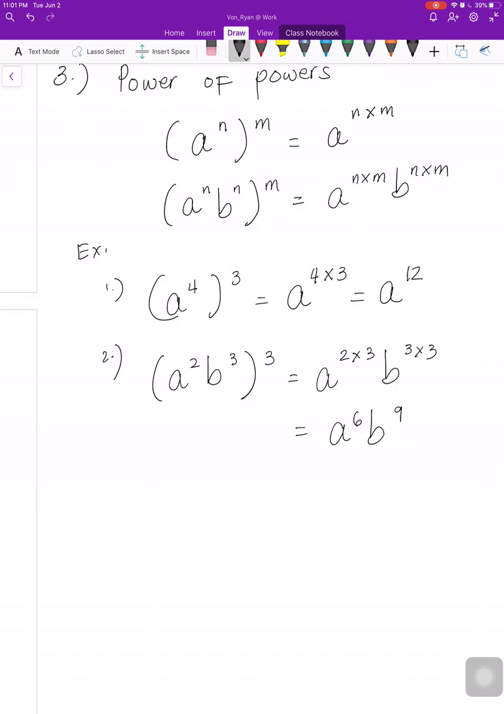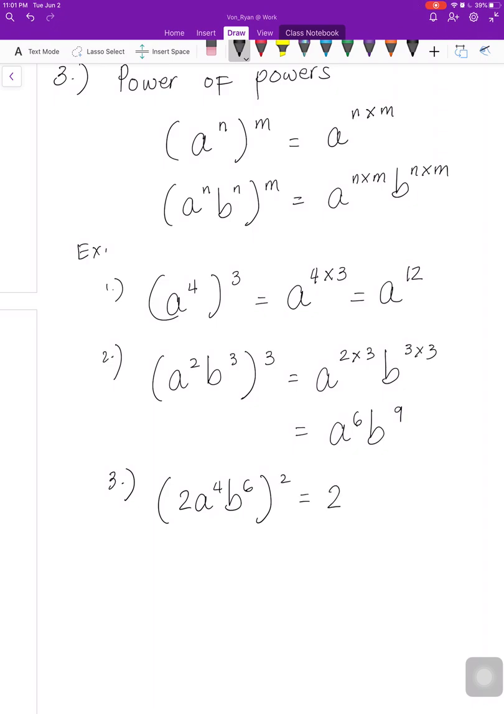So you need to be careful. You need to multiply when it involves power of powers. Suppose there's a numerical coefficient. Let's try something simple. We have quantity 2, a to the 4, b to the 6, squared.